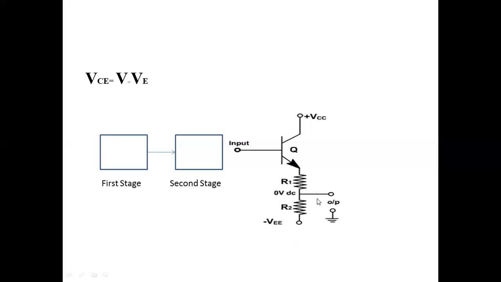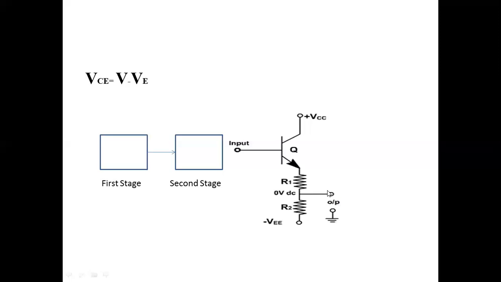Okay, so this output voltage depends only on the values of R1 and R2. If I am measuring it with respect to the ground, this voltage drop moves towards the ground, and the value of VE is going to decrease. So we have to keep this output voltage near 0 volts.